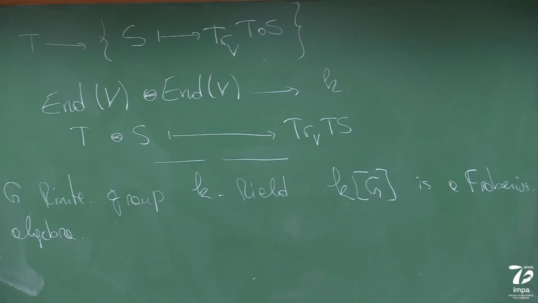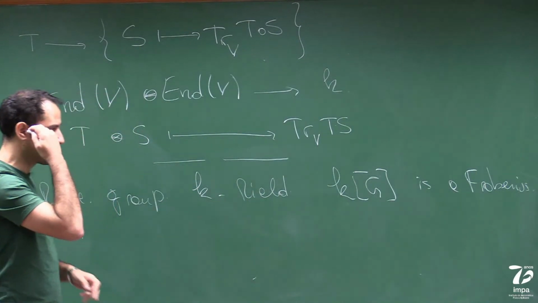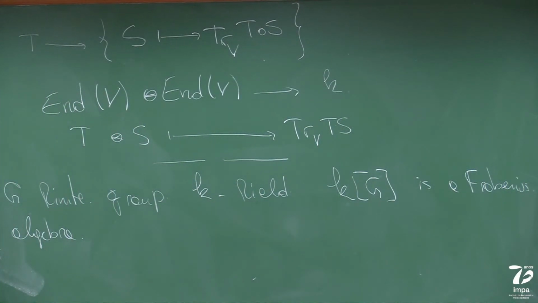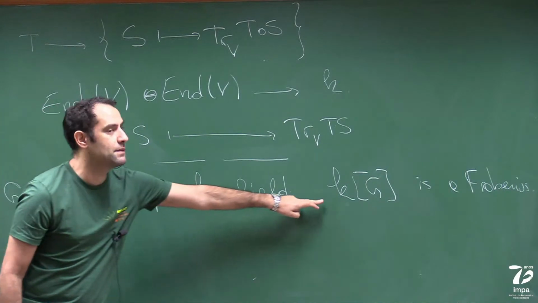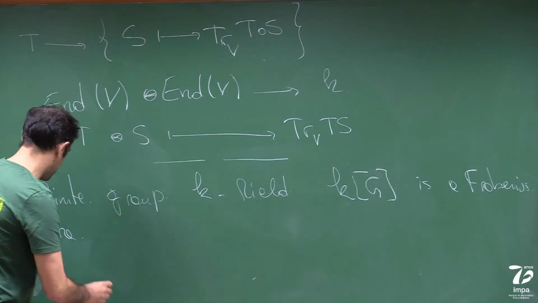Now, of course, when the field is of characteristic 0, then this is semi-simple, and therefore it's Frobenius. But this holds for an arbitrary field. So in particular, if the characteristic of the field divides the order of the group, this is not semi-simple. And that's easy to check. Just for a cyclic group with p elements, you can construct a non-trivial extension of modules. So that's an exercise.